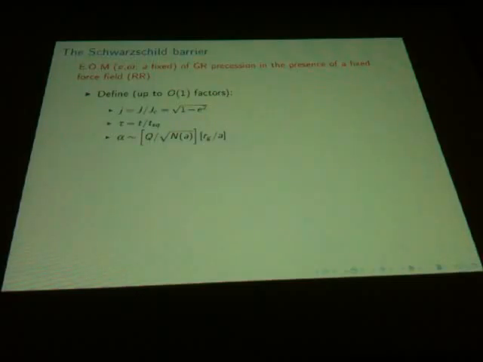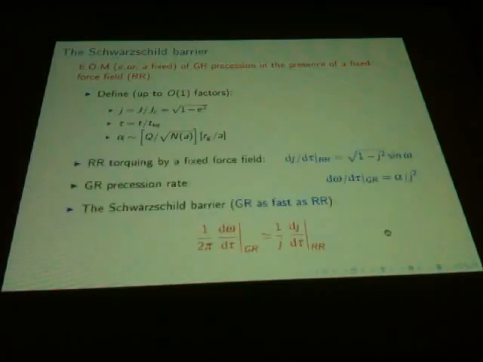And this parameter alpha basically quantifies how relativistic the system is. So this is the ratio between the mass of the black hole and the mass in the stars, and this is the ratio between the gravitational radius of the black hole and the size of the orbit. So the bigger A, the more relativistic the orbit is. And with these, the equations of motion are very simple.